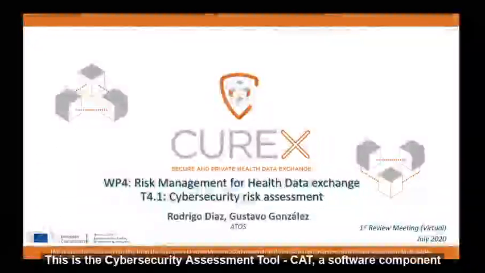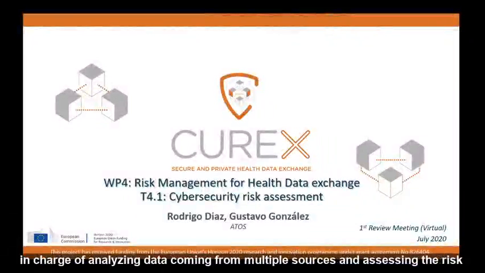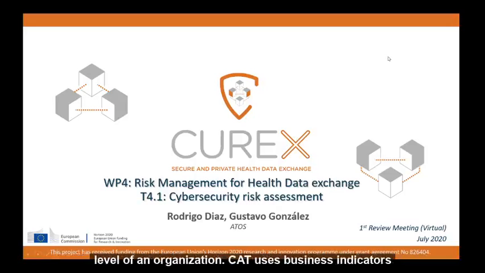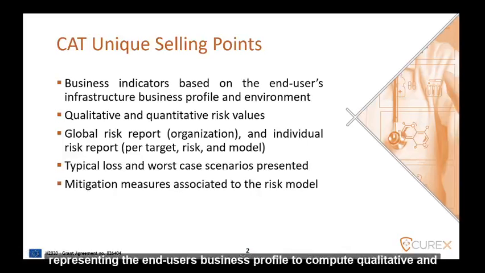This is the Cybersecurity Assessment Tool, CAT, a software component in charge of analyzing data coming from multiple sources and assessing the risk level of an organization. CAT uses business indicators representing the end user's business profile to compute qualitative and quantitative risk values based on models such as DEXI and R.